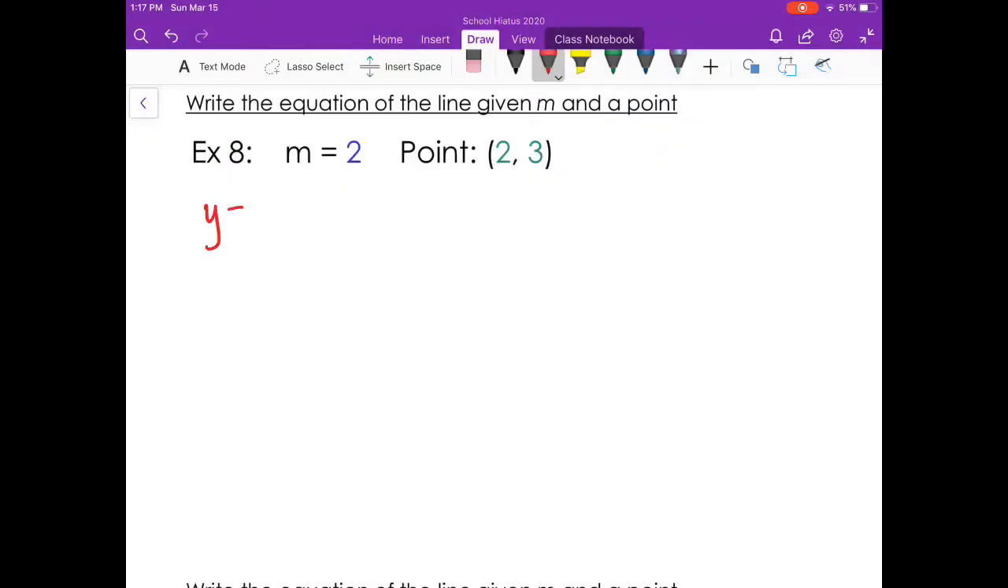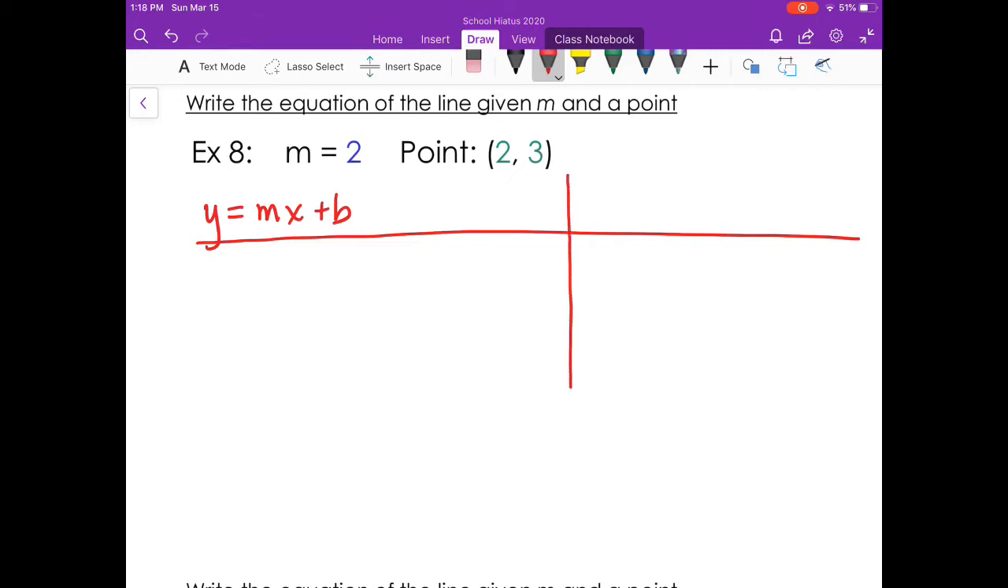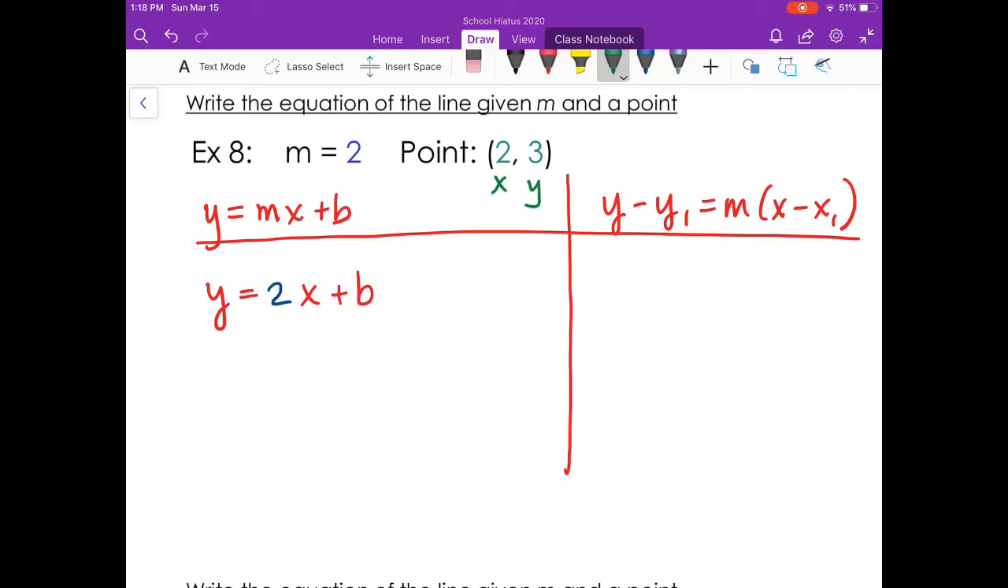In example 8, I'm going to demonstrate both of the methods described above. First, I'm going to use y equals mx plus b, which is slope-intercept form. The second option will use point-slope form, y minus y1 equals m times x minus x1. Using slope-intercept form, I'll substitute the value of the slope for m into y equals mx plus b. Then I'll substitute the x and y coordinates from the given point into the equation in the place of the y value and the x value.